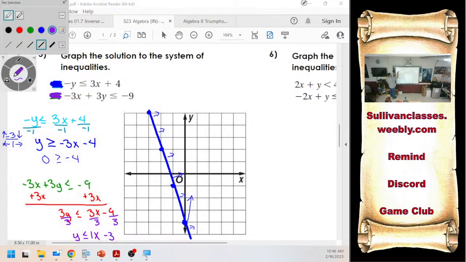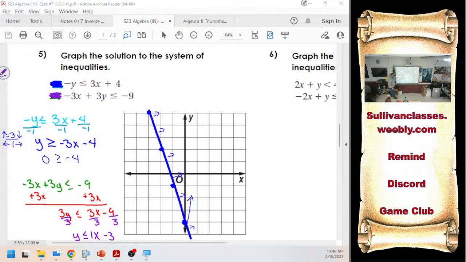So, green line. Start where? Slope is? Up 1, right 1, up 1, right 1, up 1, right 1, up 1, right 1. Put it on auto tune, make millions. Solid or dotted? Okay. More ink here, more ink there.